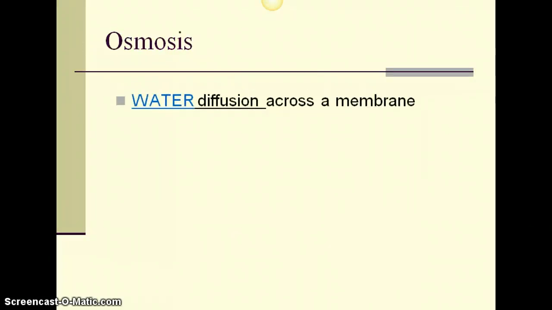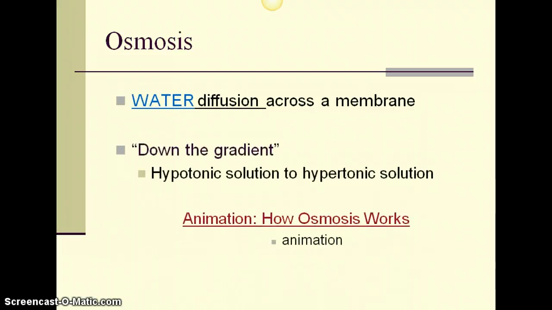Now, osmosis is just diffusion, but talking specifically about water. And the process is still down the gradient because it is still diffusion. So we're still looking at the term diffusion here, and it's still going down the gradient. But there's going to be a couple new terms here, hypotonic and hypertonic.